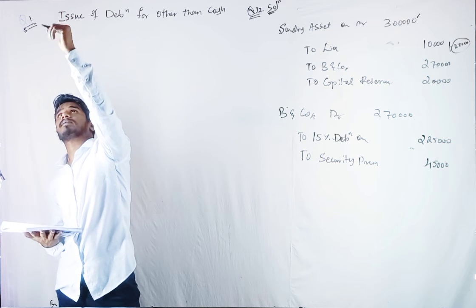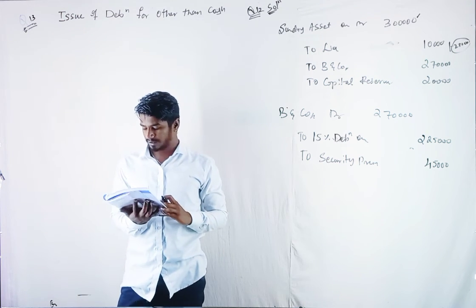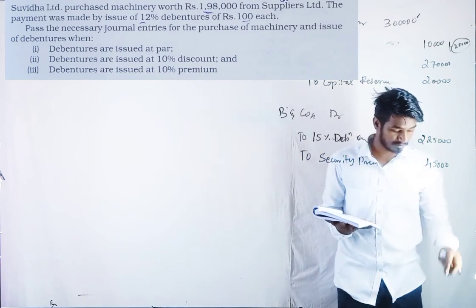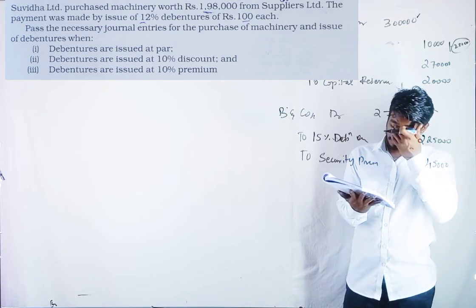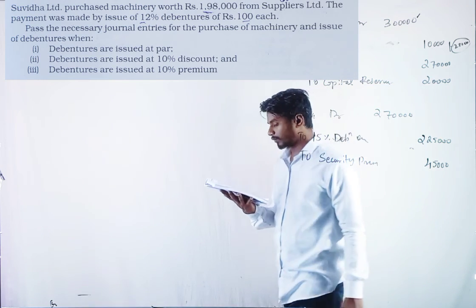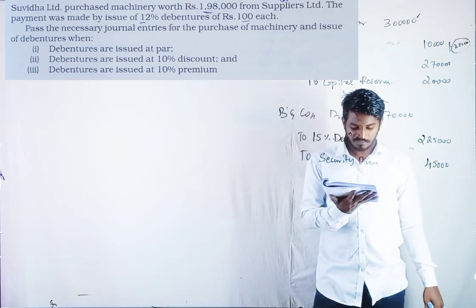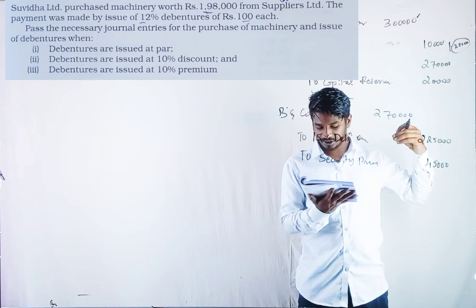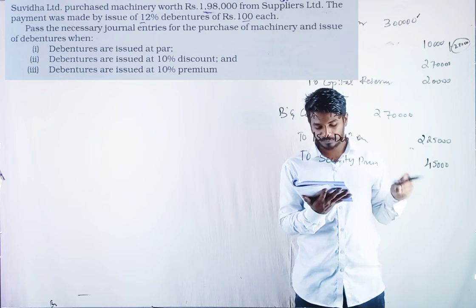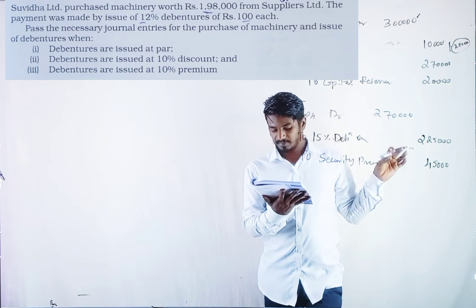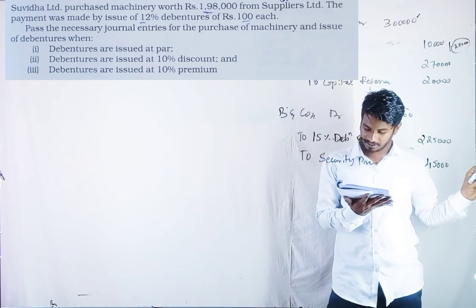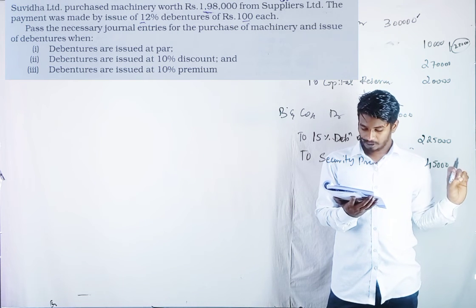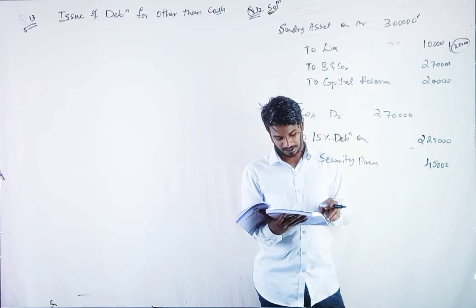Question number 13. The question is on the board. You can take it down. Shall I read the question? Suvidha Limited purchased machinery worth rupees 1,98,000 from Supplier Limited. The payment was made by issue of 12% debentures of rupees 100 each, and here also they didn't give any information about how many debentures they have issued.